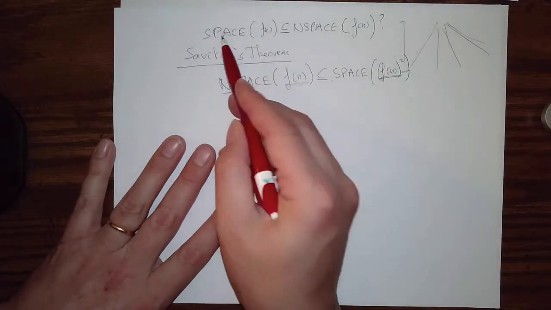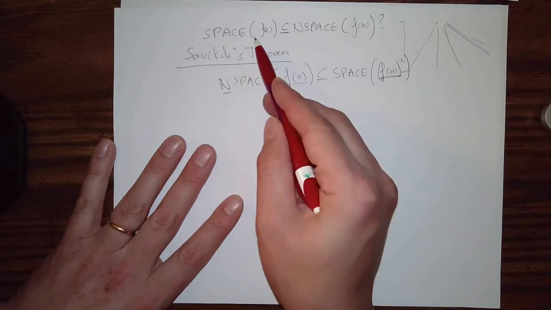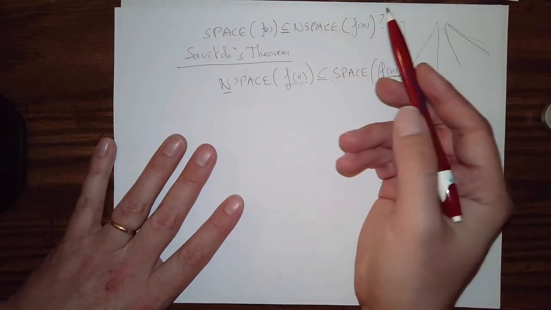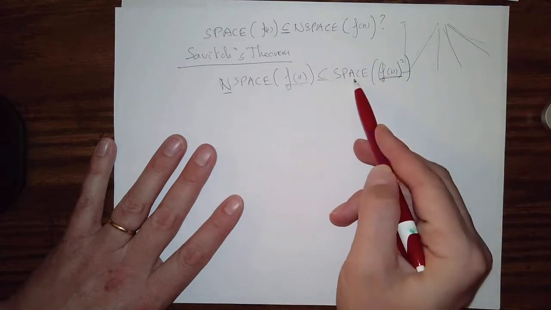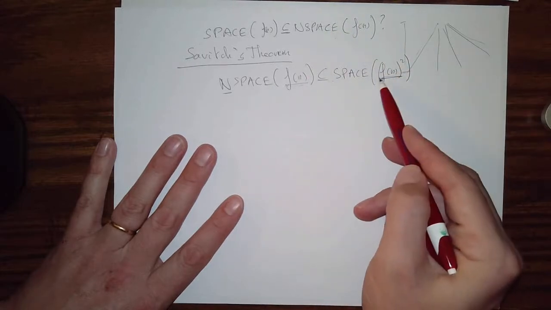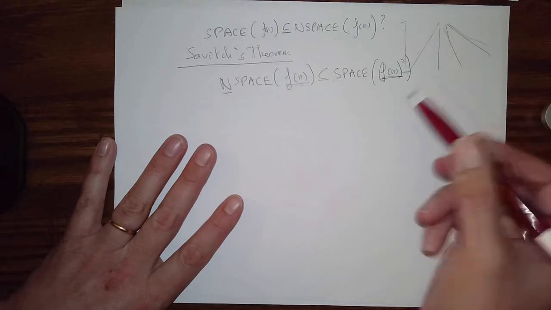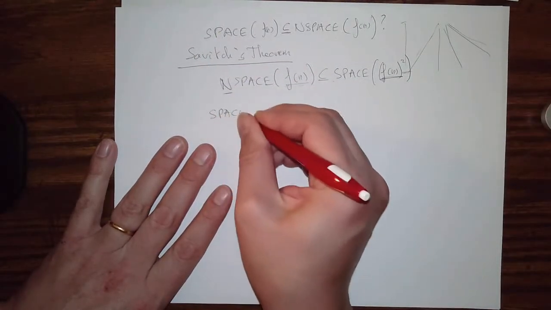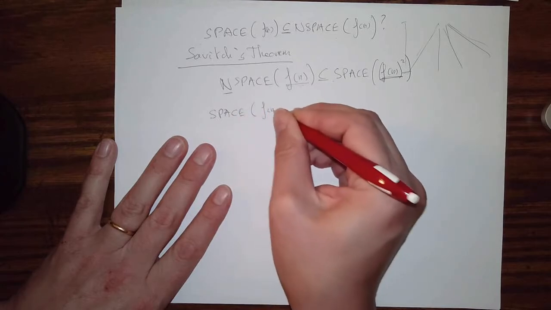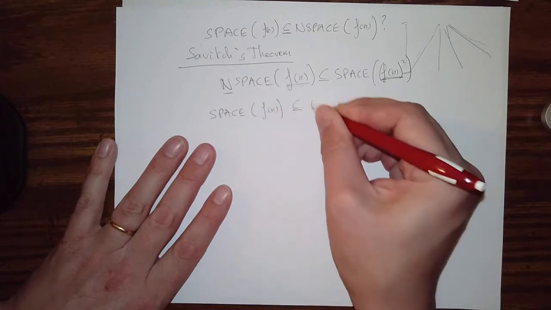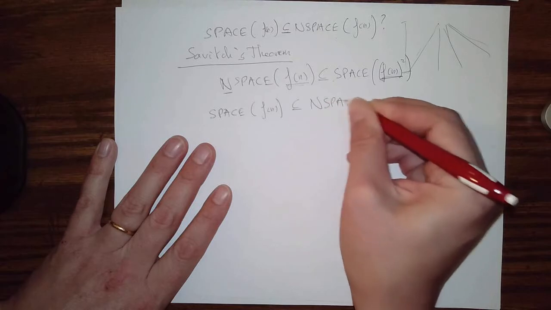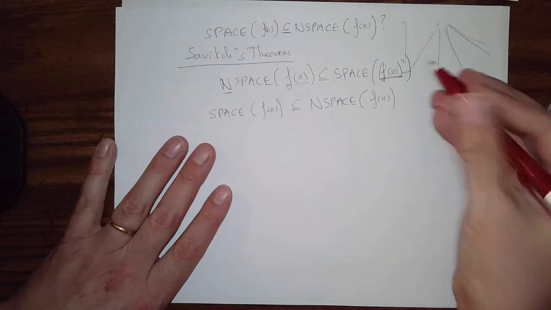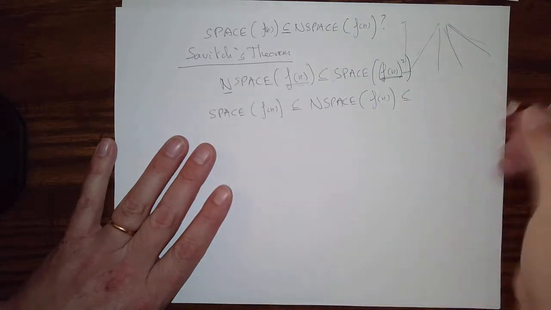So we already said that space is necessarily smaller than or equal to n-space. And now we say that n-space is smaller than or equal to space of the square amount of space. So if we combine those, we have space of f of n, included in n-space of f of n, included in space of f of n squared. So basically what I'm saying here is that n-space is somehow in between space and space of the square.